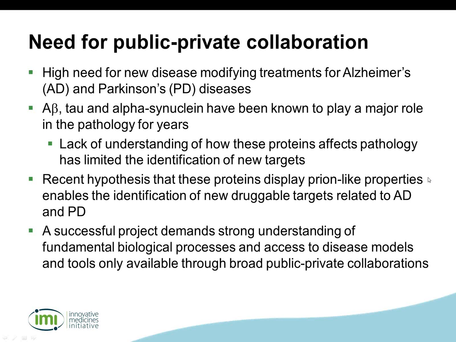Of course, it's fair to say that there are many explanations for clinical failures in this area, like lack of good disease progression biomarkers and poor clinical designs. Nevertheless, there has been a move during most recent years toward targeting the misfolded proteins directly with antibodies against Aβ, tau, and alpha-synuclein, where there currently is the highest hope for breakthrough medicine against these diseases. Recently, the hypothesis has been substantiated that these proteins display prion-like properties, and this has enabled identification of new targets related to AD and PD.